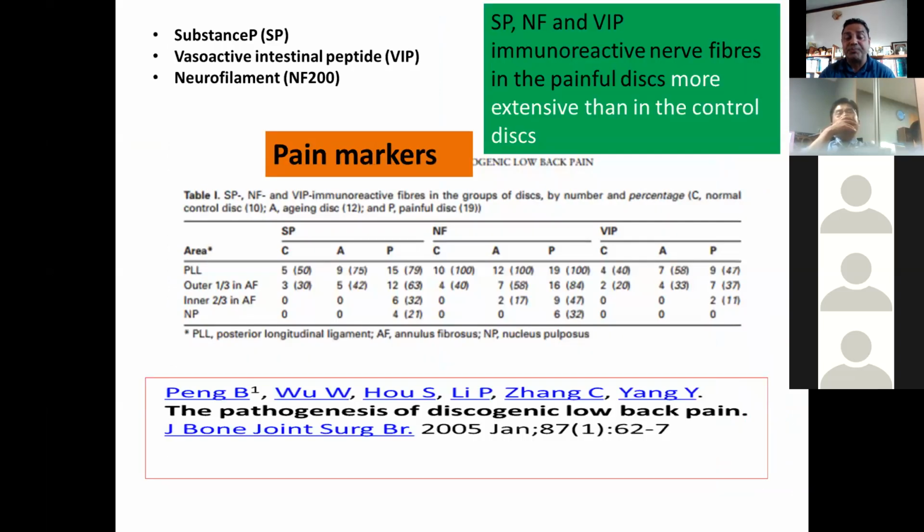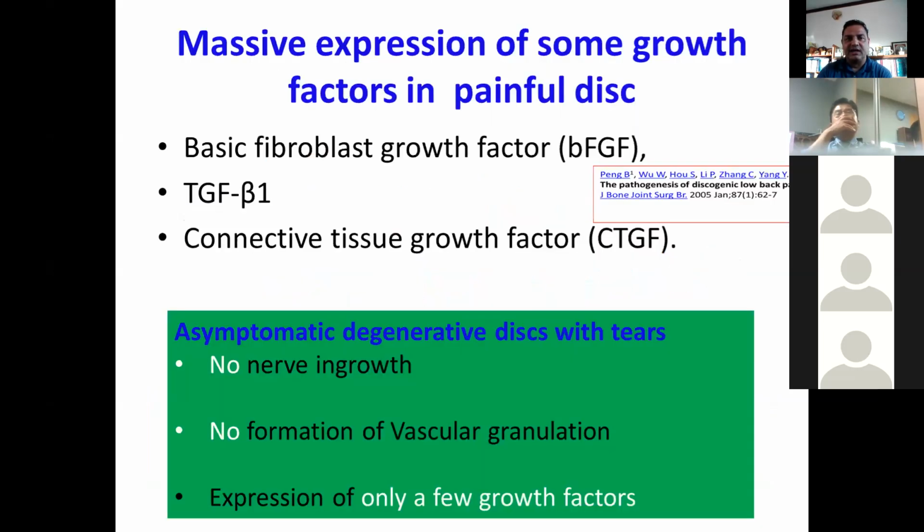And it is also found, when these pathological discs were studied, that substance P, vasoactive intestinal peptide, and neurofilament, these are the pain markers, were found abundantly in the painful discs compared with the control discs. And there is also a massive expression of growth factors like basic fibroblast growth factor, transforming growth factor beta, and connective tissue growth factor in the painful discs.